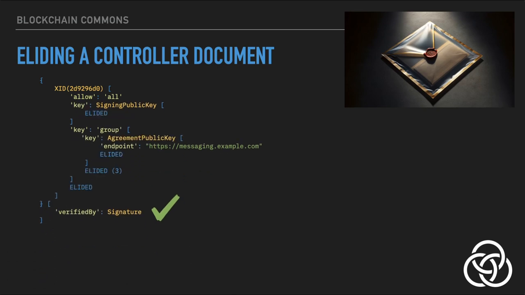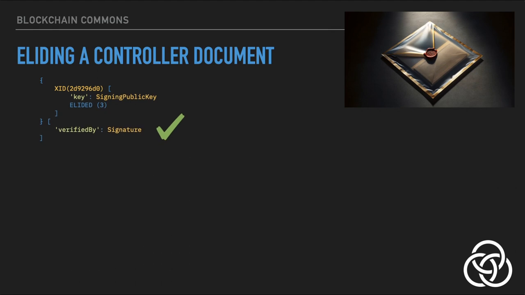When we actually want to present the document for some purpose, we first elide it to remove everything that's not necessary. In this case, we want to reveal the signing public key, the agreement public key, and the endpoint for messaging. We also do this without disturbing the signature. In another case, we might want to elide all the assertions other than the signing public key and the signature, and so this only reveals that we have an identifier with a valid signature.